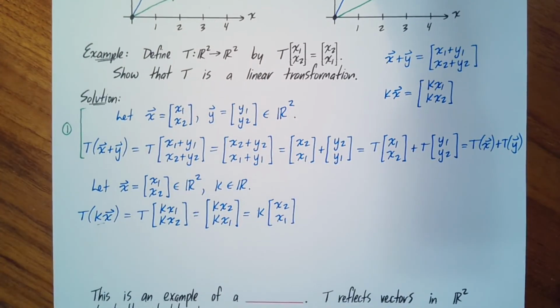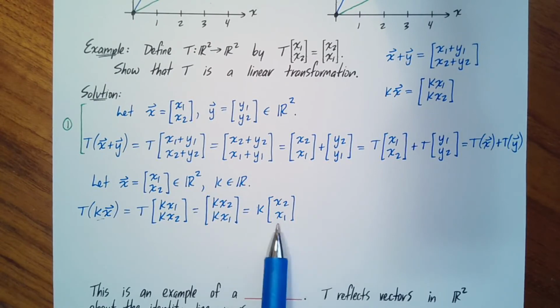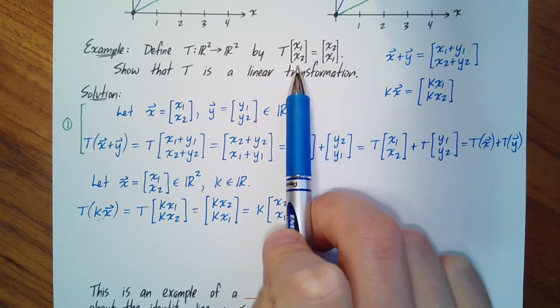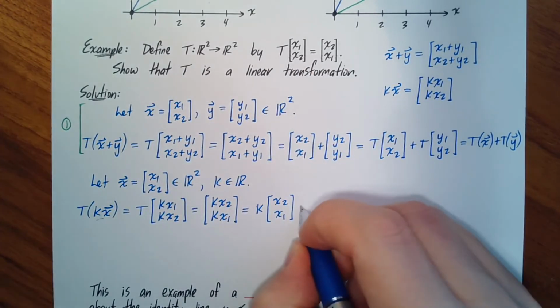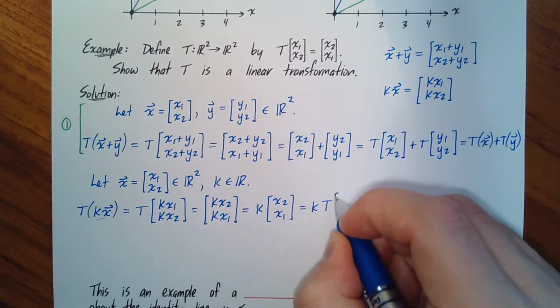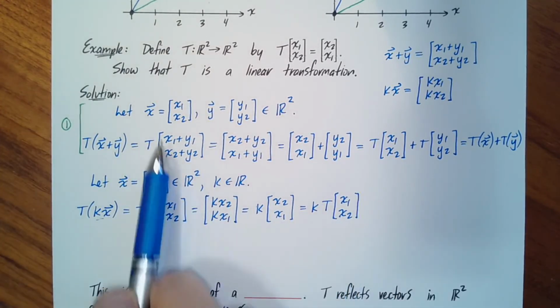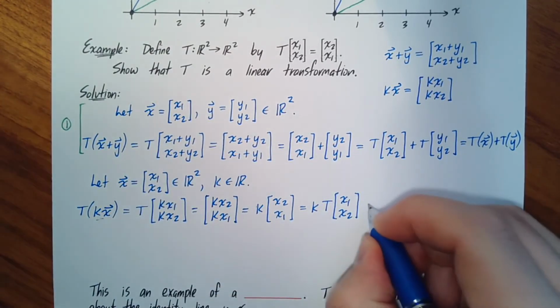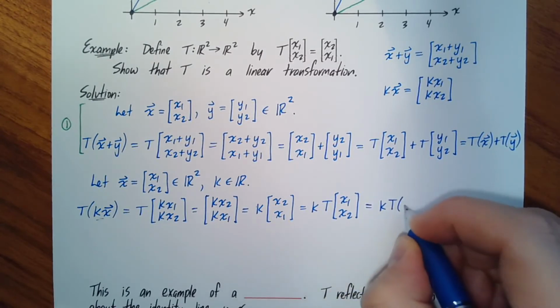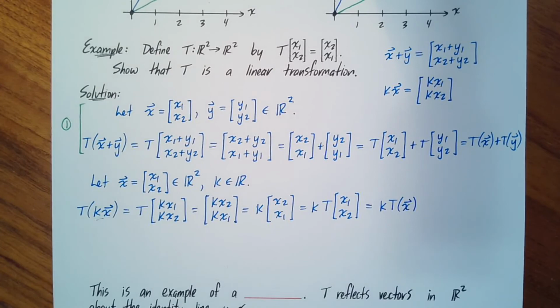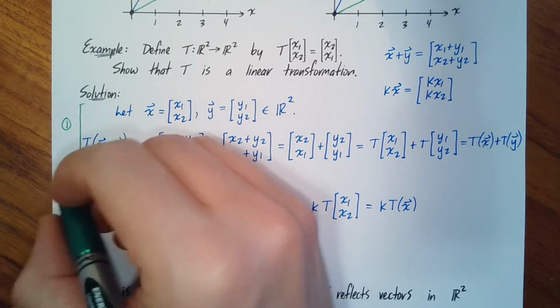And then actually this is good because this vector x2, x1, remember what this is? That's actually T of x1, x2. So this is actually k times T of x1, x2. But x1, x2, that's just the vector x. So we can write this as k times T of x. And that completes it, because now we have T of kx is equal to k times T of x. And that works for any two-dimensional vector x and for any scalar k in the reals.